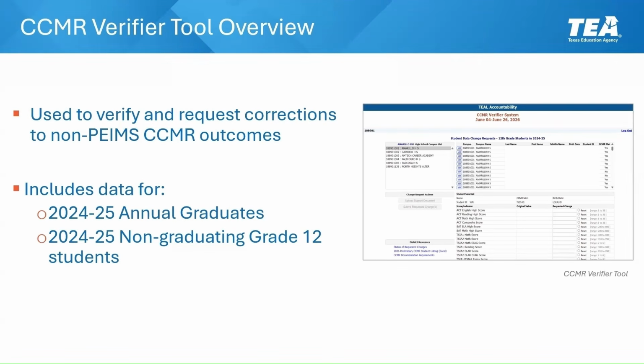The CCMR Verifier displays data for annual graduates from the prior school year, which is 2024 through 2025, and non-graduating grade 12 students from the prior school year, 2024 through 2025. And as a reminder, these are the student records used to calculate CCMR outcomes for the current 2026 accountability year. Because CCMR is based on lagging data, outcomes for 2024 through 2025 graduates and, in Domain 3, grads and non-grads are reflected in 2026 accountability ratings.